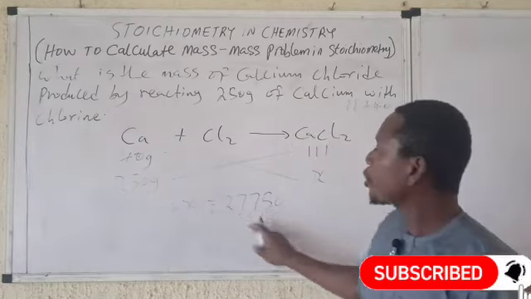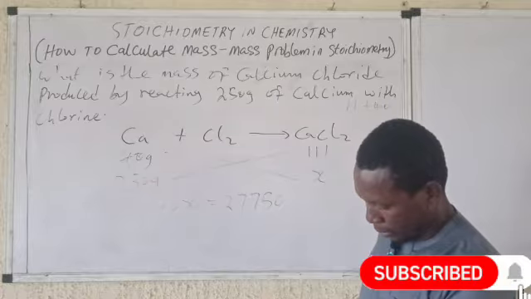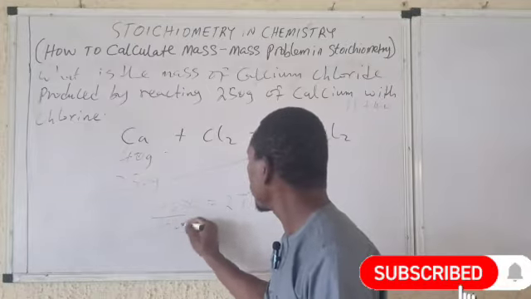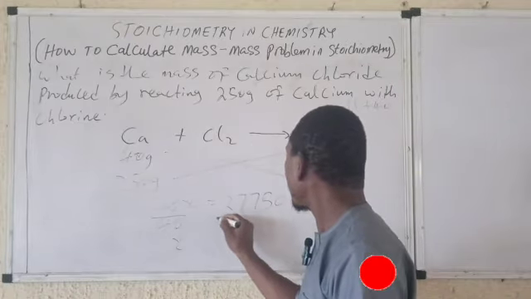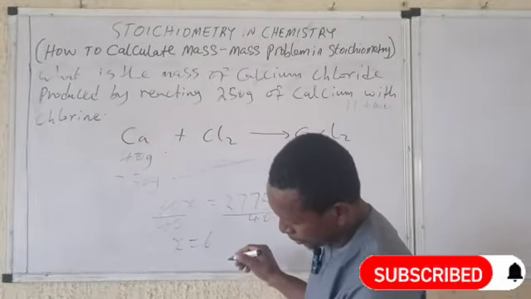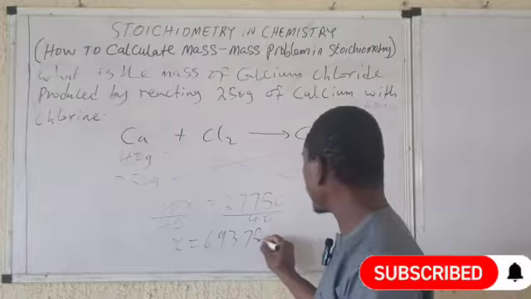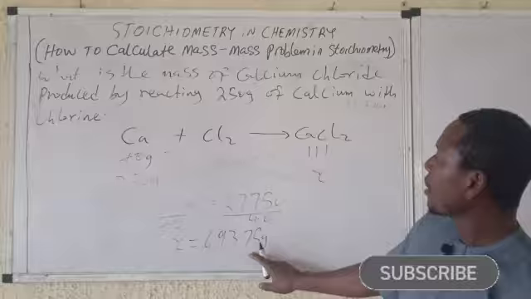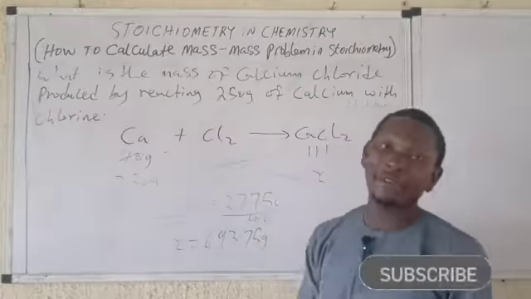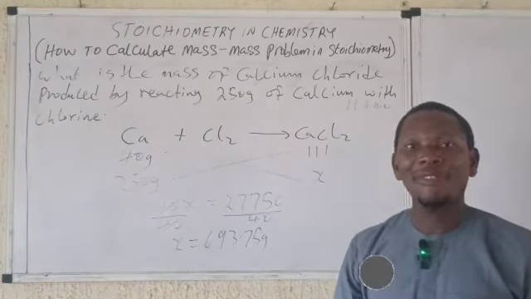And what is our answer? 27750. Divide both sides by 40. So if you divide here by 40, this will go to x. And if you divide here by 40, you have 693.75 grams. So 693.75 grams of calcium chloride will be produced by 250 grams of calcium. So it's a very simple chemical reaction.